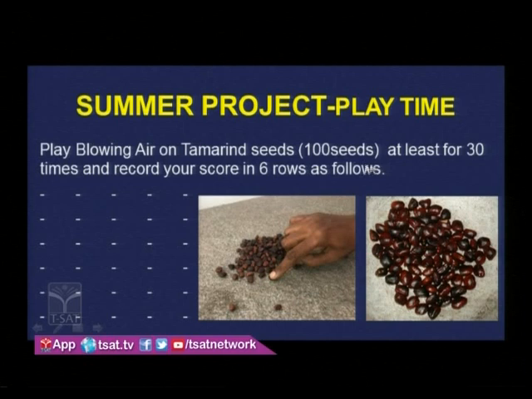You take at least 100 tamarind seeds and play 30 times. Here what do you need to do on these tamarind seeds? You have to blow air. Take a deep breath and blow air on them, and they will spread. You have to collect the seeds without touching the other ones. And you note down the number of seeds that you collected the first time. And next time again do the same activity and count. So like this you play 30 times and record the data as I have shown here.